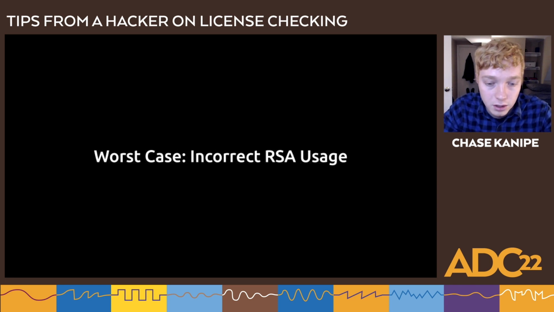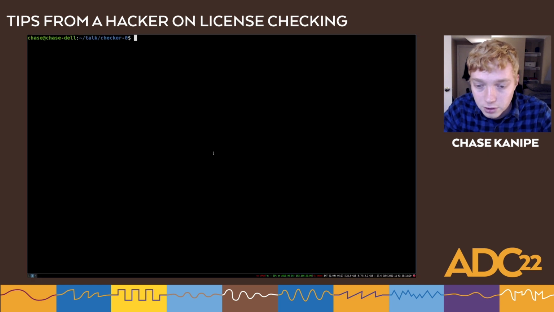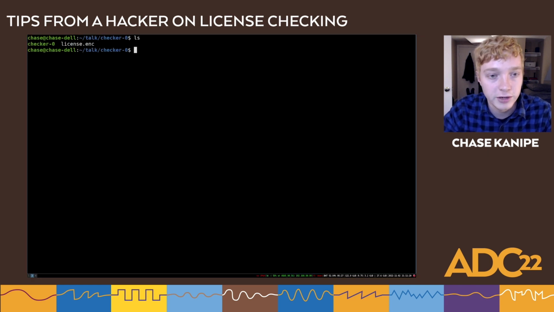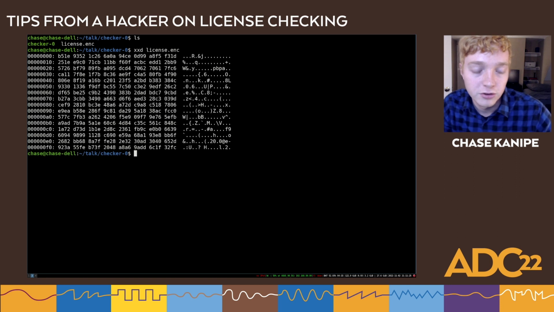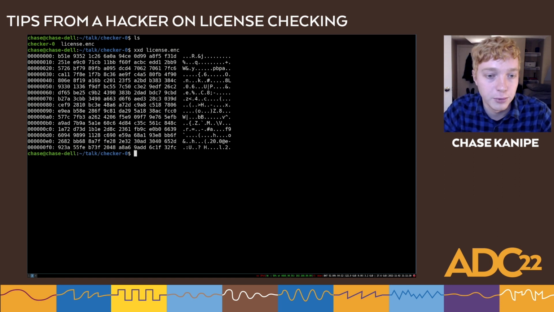Okay, so if I go back to my terminal, you can see in this directory, checker 0, we have a checker 0 binary and then an encoded license. I can print a hex dump of that license, and at the moment to us it just looks like random data, and so we can assume it's encrypted. So our first step will be to disassemble the checker 0 binary. We'll run our analysis again.